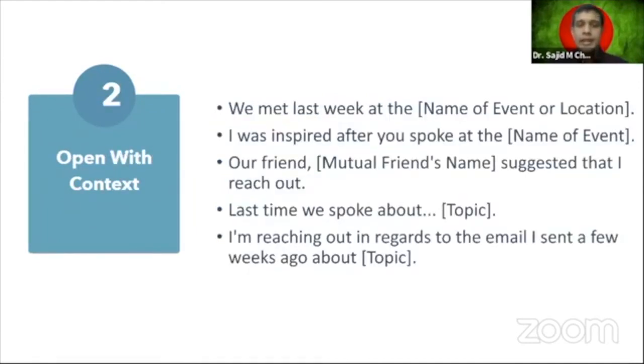So next, you need to open with the context. Sometimes if you're networking with someone who's a professor who meets 200 other students every year, you need to remind him how you met. Or if you're at a conference, you meet 200 people, you need to give a context: we met last week at this event, or I was inspired after you spoke at this event. Our friend suggested that we meet, or last time we spoke about this thing, or I'm reaching out about this thing.